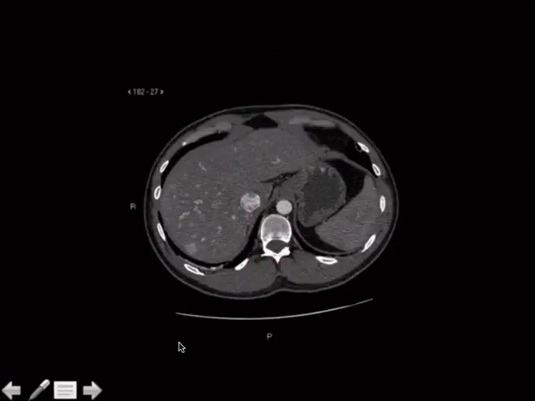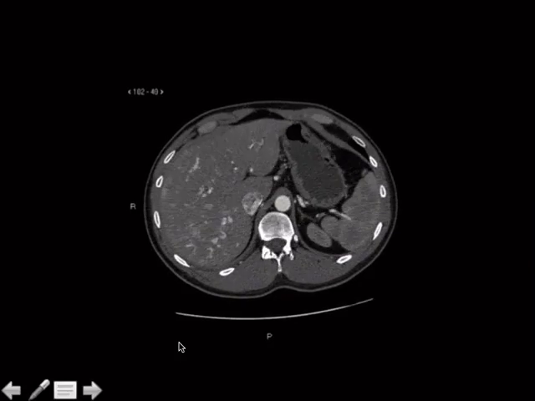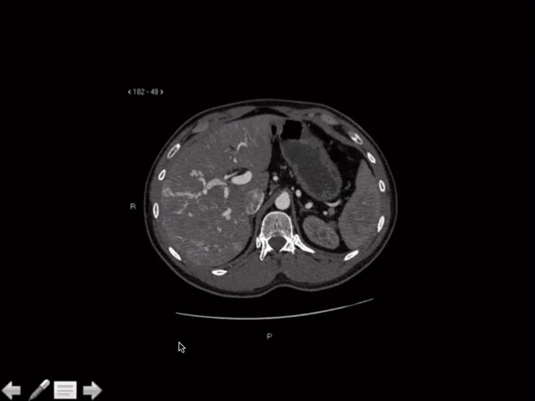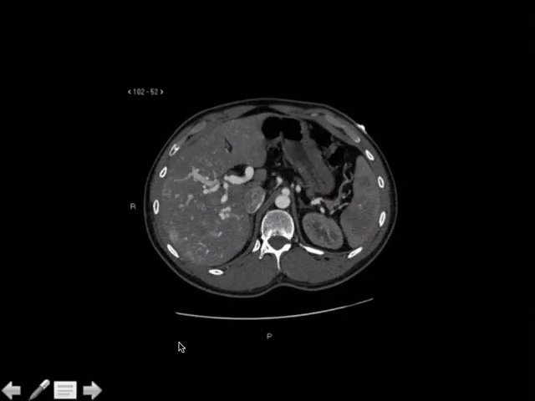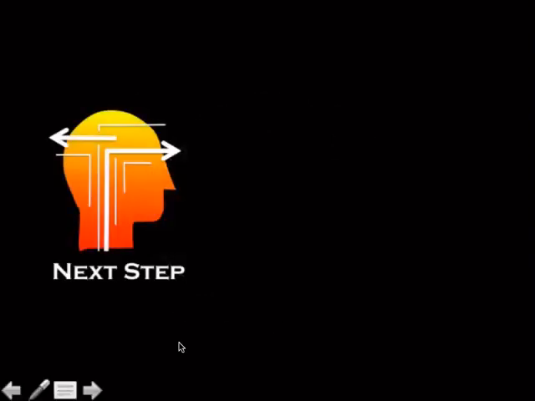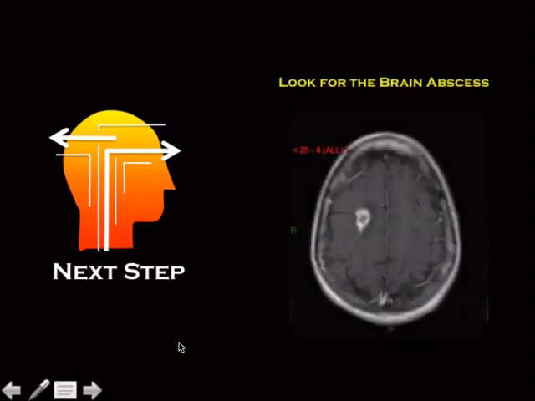All right, so scrolling through this case, a bunch of weird tangly vessels. Look at that one right there. A lot of weird tangly vessels in the liver. So when you see that, what are you thinking? There's only one thing that does this. Where do you look next? You look in the head, right? Look for the brain abscess.